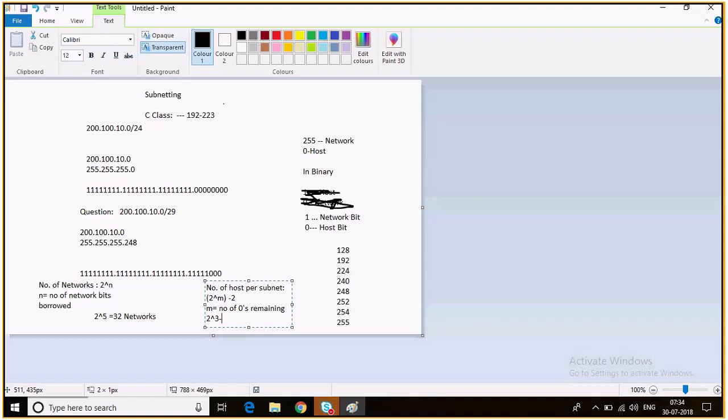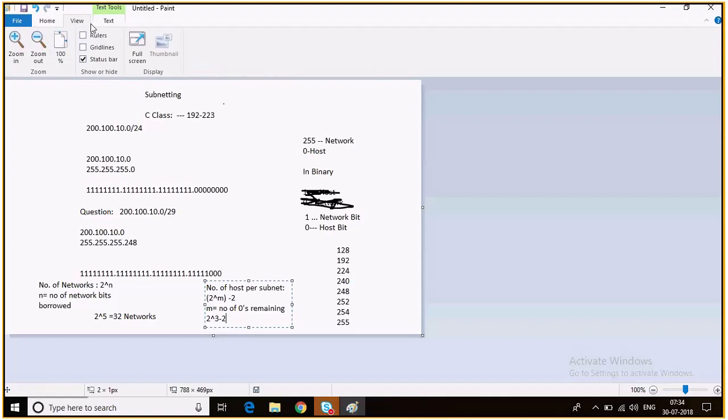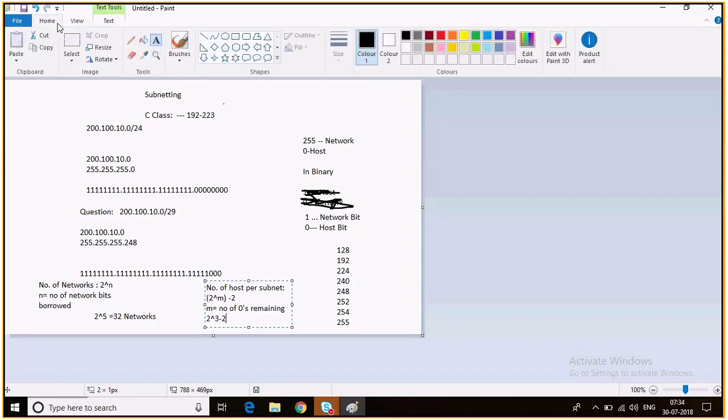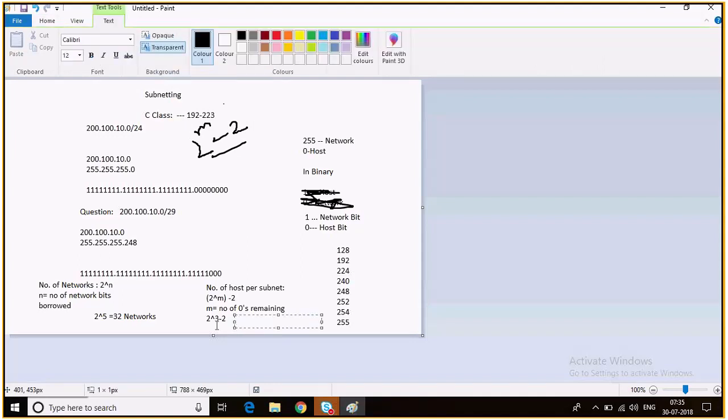And then minus 2. Be a little careful when we do this, because I'm not able to represent it here properly, so I'll write it in a proper way. Let me show you how this might be written: 2 raised to power m minus 2. So 2 raised to 3 minus 2 is 8 minus 2, which is equal to 6. So we'll have 6 hosts in each subnet.